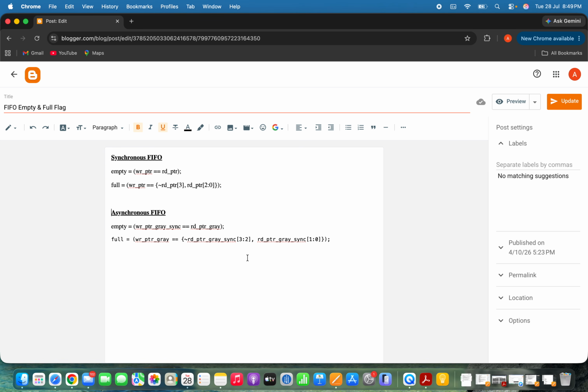This follows the same idea as the synchronous FIFO. The address bits are still matched, but the upper gray code bits are inverted to indicate that the write pointer has wrapped around and the FIFO is full. That's the key difference between synchronous and asynchronous FIFO full and empty flag generation.